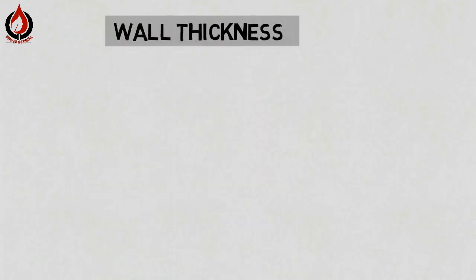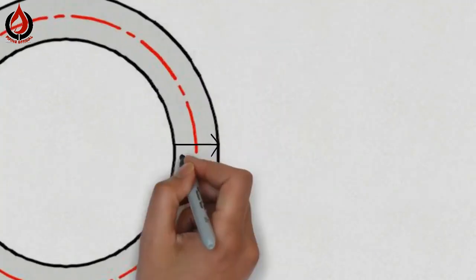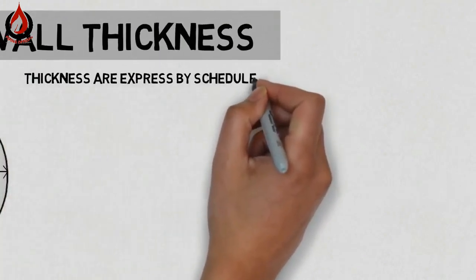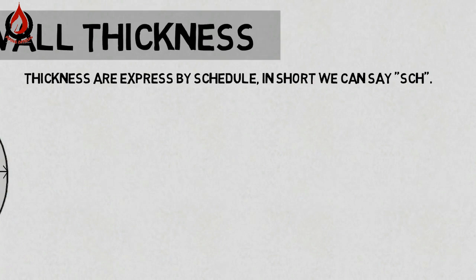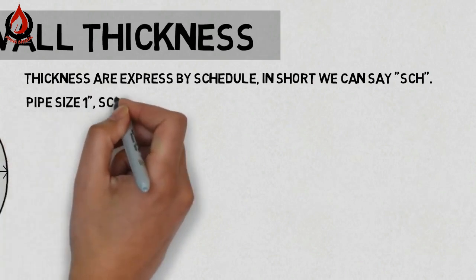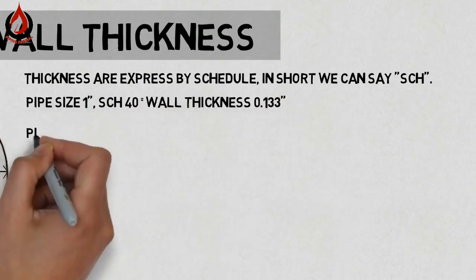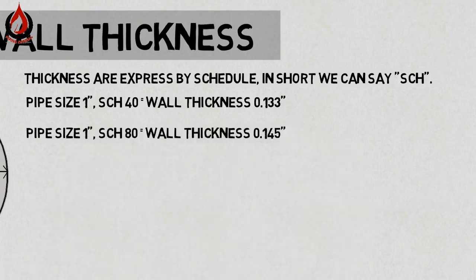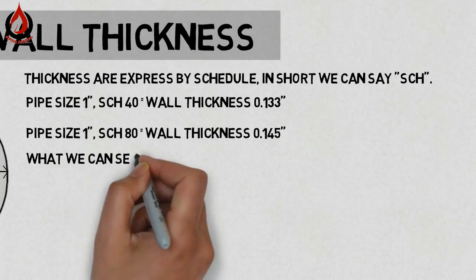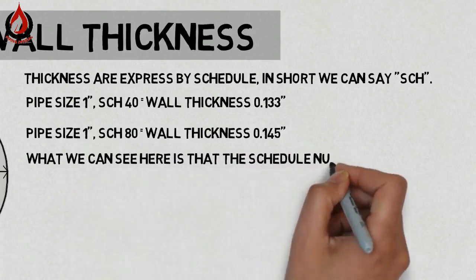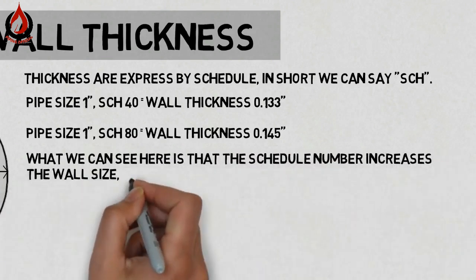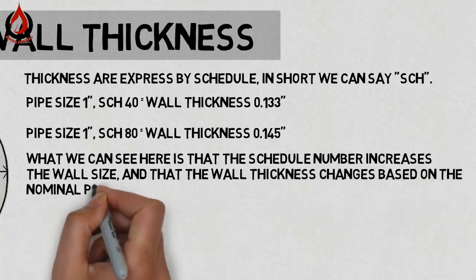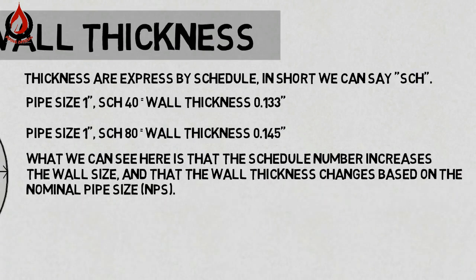Wall thickness or pipe thickness. Thickness is expressed by schedule. In short, we can say SCH. See the difference. When the schedule increases, wall thickness also increases. What we can see here is that as the schedule number increases, the wall size increases, and the wall thickness changes based on the nominal pipe size.